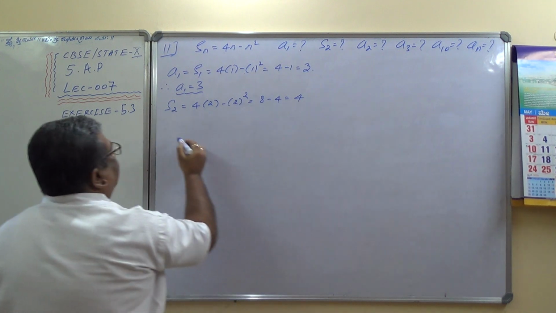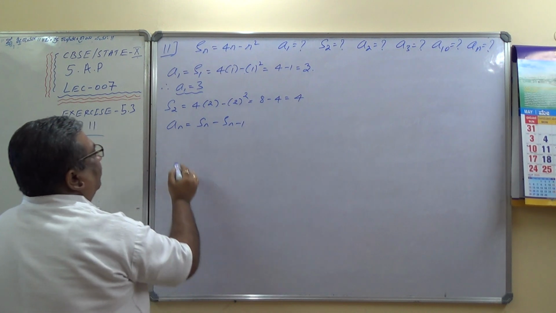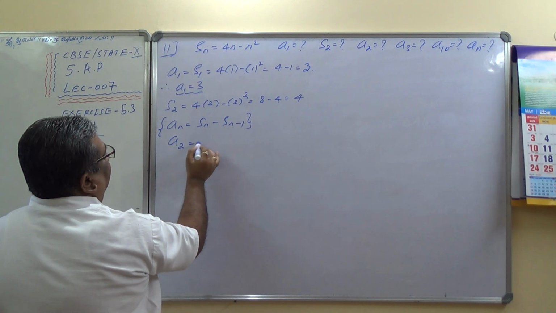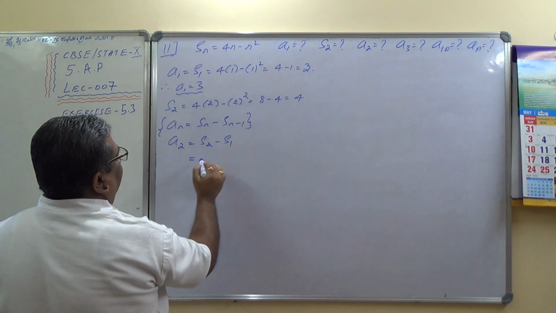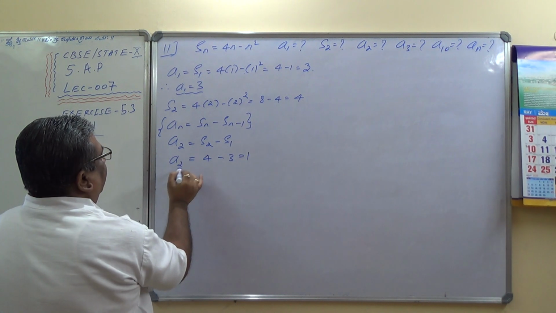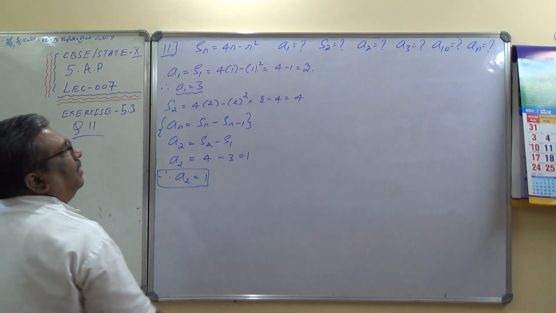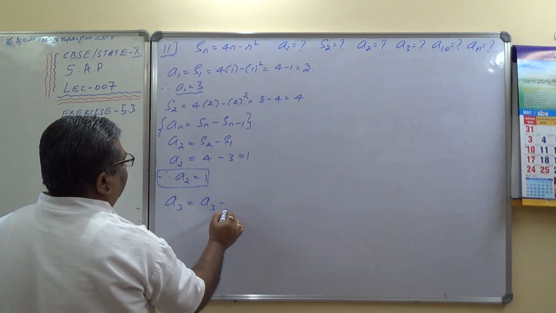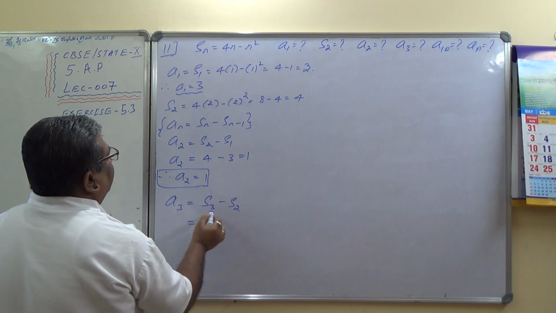Then A2. See, An equals Sn minus Sn minus 1. This formula I am using once again. A2 is nothing but S2 minus S1. What is S2 here? 4, minus S1, the first term 3, which equals 1, and therefore A2 is 1. Second term is 1. What is A3? A3 equals S3 minus S2, where S3 is how much?